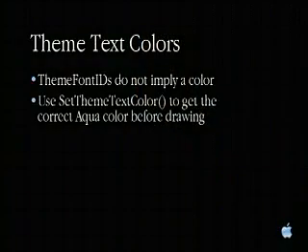Now the theme text APIs don't actually do anything with the color. Theme font IDs don't actually imply a color. We let you choose what color you want to draw the text in entirely on your own. And the easiest way to do this is via the SetThemeTextColor API. SetThemeTextColor, like the DrawThemeText APIs, has a family of constants which lets you tell us what sort of thing you're trying to draw text on. You can say, I'm trying to draw text on my active dialogue, or I'm trying to draw text on an inactive dialogue. And those two theme text colors will resolve into different raw colors to draw the font with.